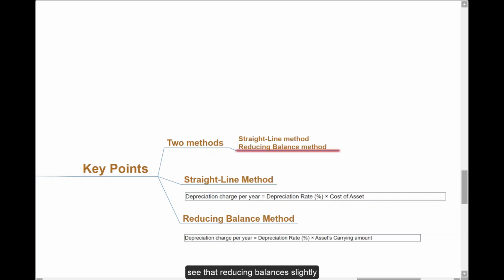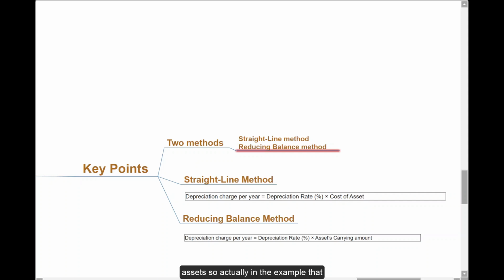So you'll see that the reducing balance is slightly different, normally giving a slightly longer life. It depends on the asset. And we'll see questions that will really test your knowledge of the type of depreciation method that would be suitable given different types of assets.